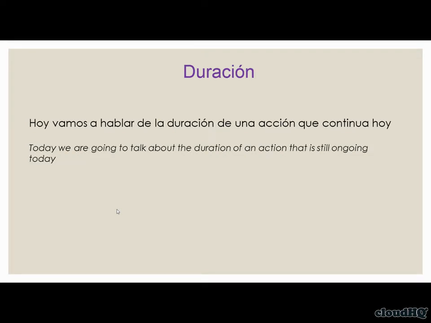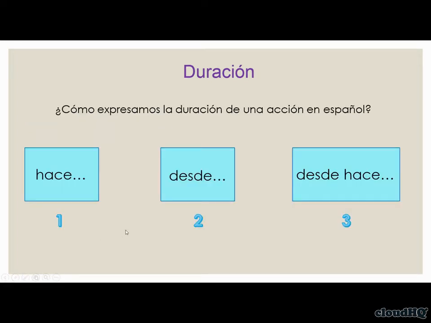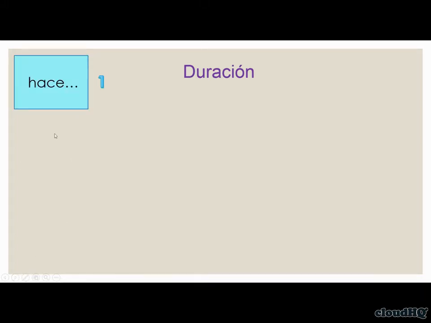Hoy vamos a hablar de la duración de una acción que continúa hoy. ¿Cómo expresamos la duración de una acción en español? Tres formas. Three ways. 1. Hace. 2. Desde. Y 3. Desde hace. 1. Hace.